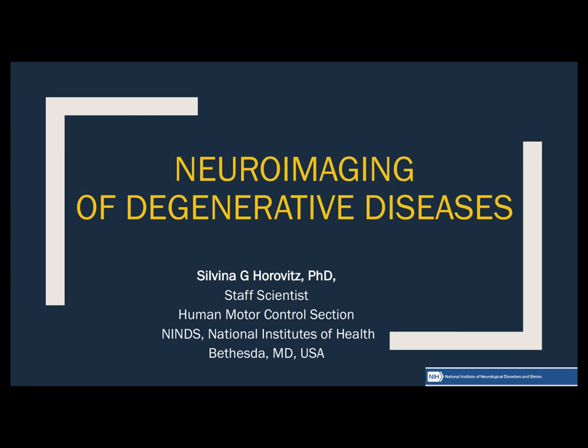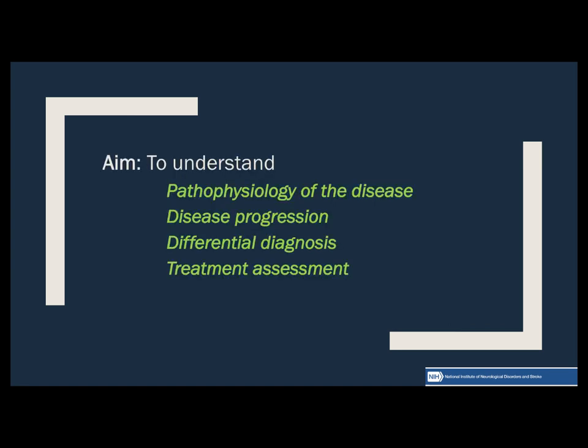I'm a staff scientist in the Human Motor Control section, and I will be talking about neuroimaging of degenerative diseases, using Parkinson's as an example. I will be going over these four items, these four aims that we would have when we study any disease and try to show why or how we can use neuroimaging for it.